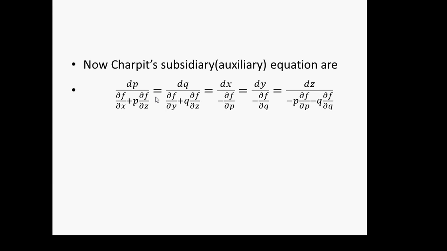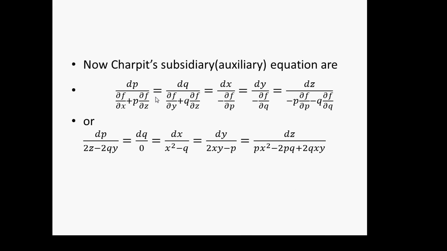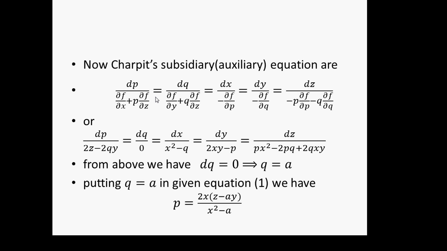Now Charpit's auxiliary equation is given by dp upon, dq upon, dx upon, dy upon and dz upon. Now putting the values of all these derivatives here, we have the equation dp upon 2z minus 2qy is equal to dq upon q, dx upon x square minus q, dy upon 2xy minus p, and dz upon px square minus 2pq plus 2qxy. Now from above we have a fraction of the form dq upon 0, which implies q is equal to constant. Now suppose q is equal to a, a constant.